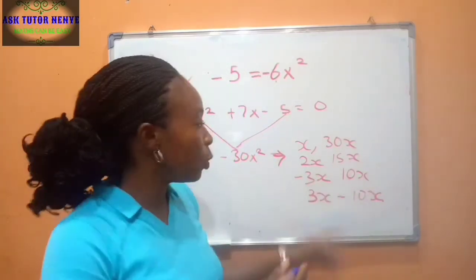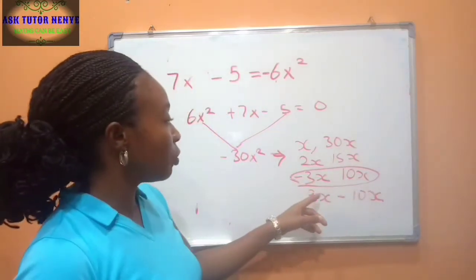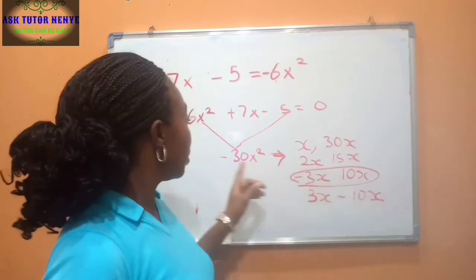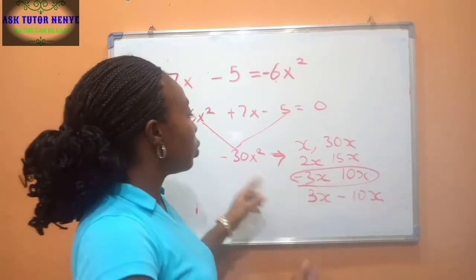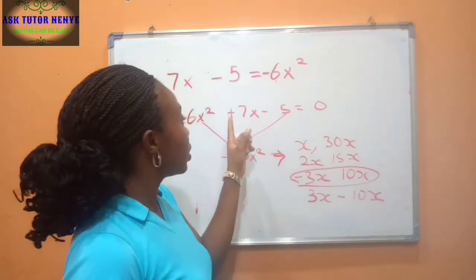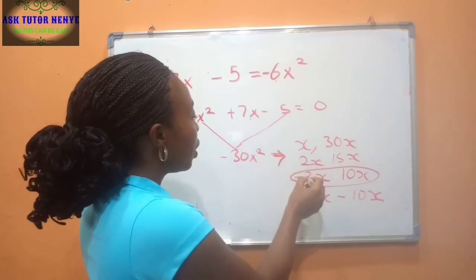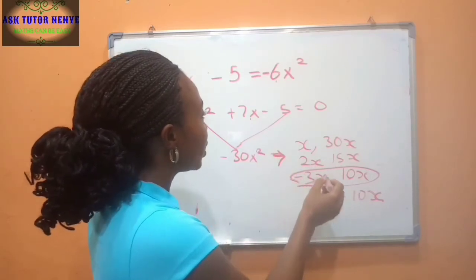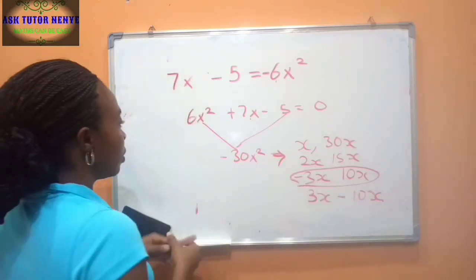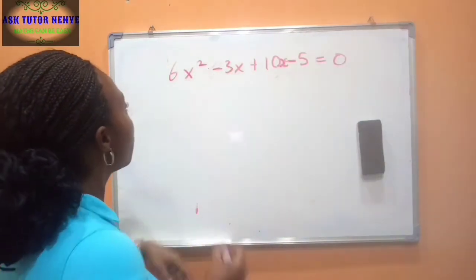So let's look at these. Which one do you think we can go with? We'll definitely go with this one. Okay, because by the time you say minus 3x times 10x, it gives us minus 30x, and when you say minus 3x plus 10x, you equally get plus 7x. So what we simply do, we replace 7x with what? Minus 3x plus 10x.